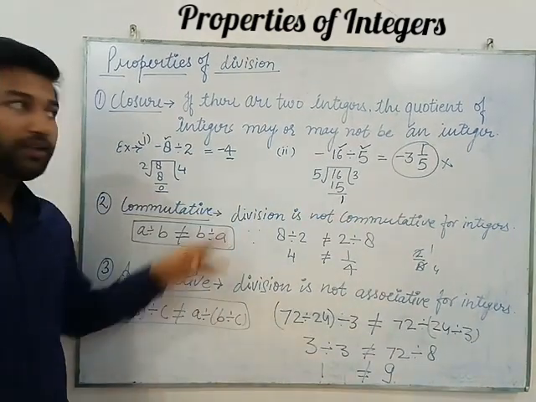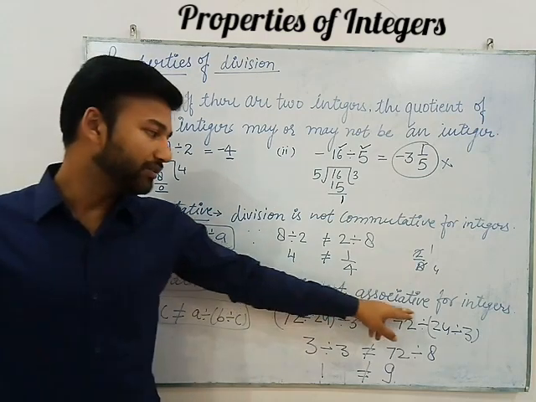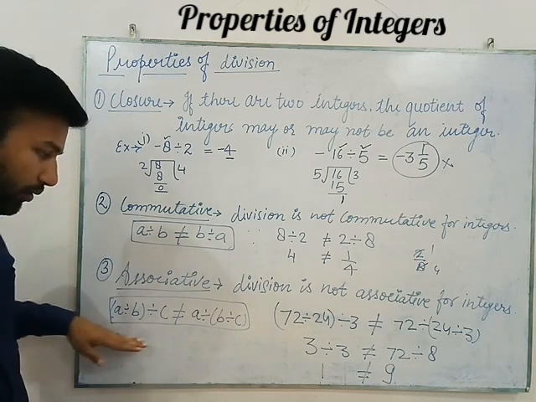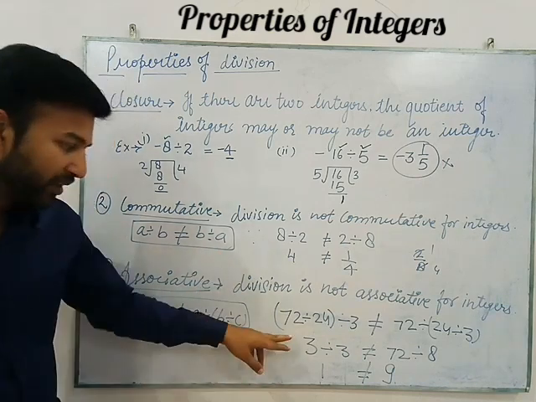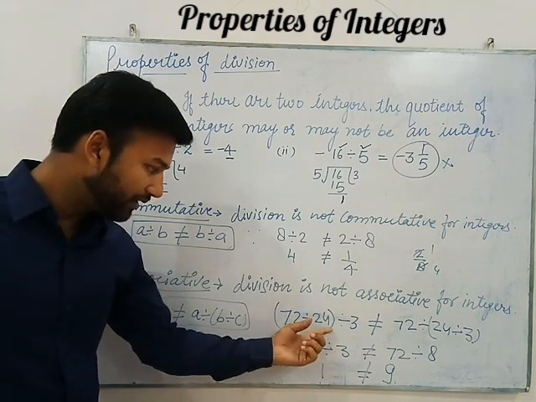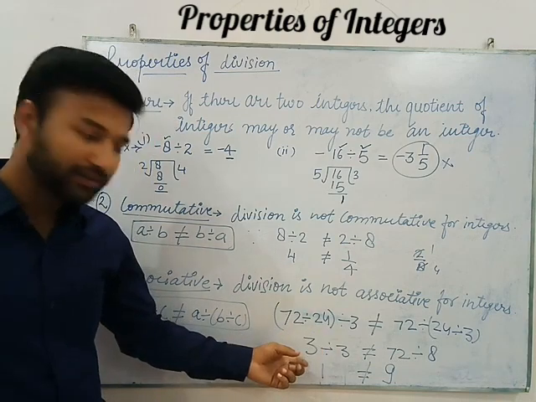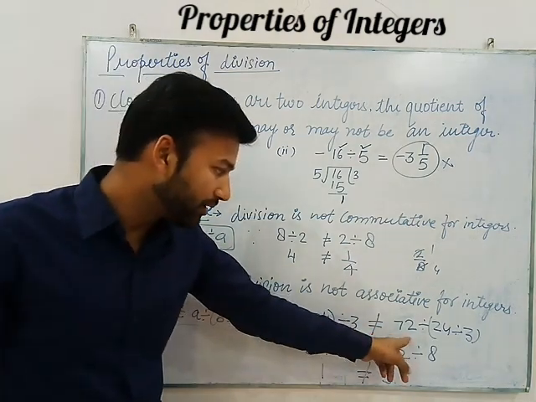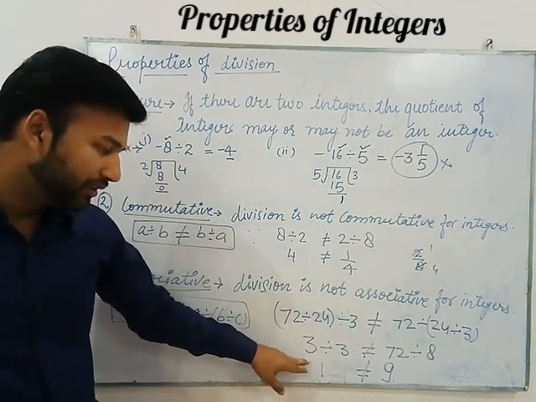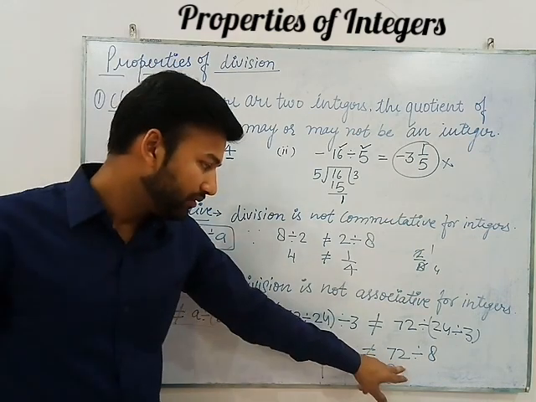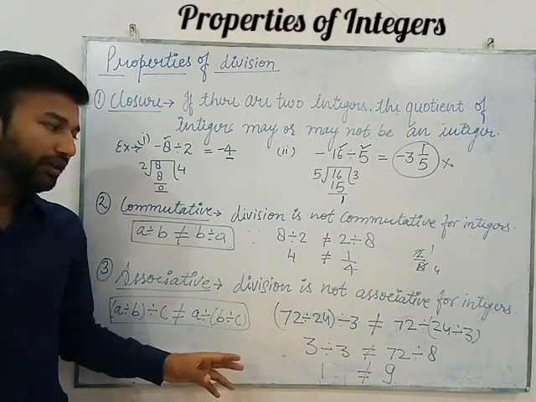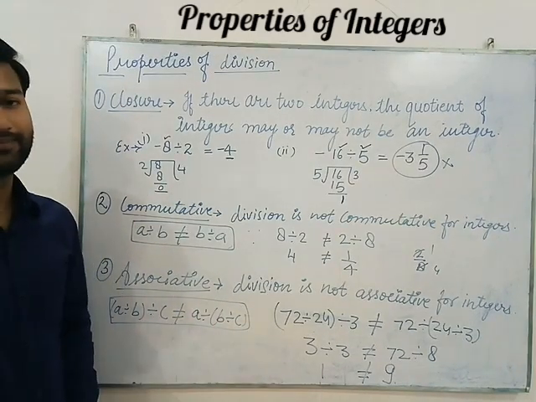Next, associative property of division. Division is not associative for integers. When we divide the numbers in groups, then answer is not same. Means 72 divided by 24 divided by 3. So first we divide this bracket. 72 divided by 24, answer 3, divided by 3 is not equal to 72 divided by 24 divided by 3. 3 8s are 24. Now final division, 3 divided by 3. So 1 is the answer. Here 72 divided by 8, 9 is the answer. Both are different. So division is not associative for integers.